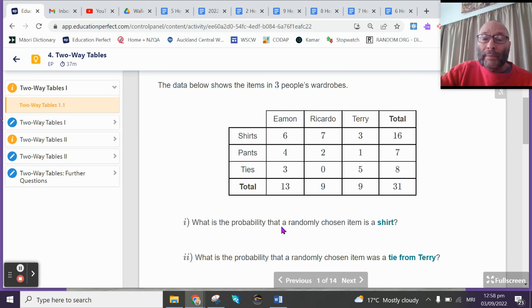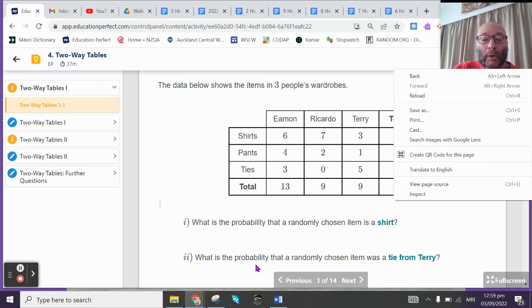And again, when we see randomly chosen item, that means that the bottom part of the fraction, in other words, the denominator of the probability, will be the total number of items, okay? So randomly chosen item is a shirt. Well, how many shirts are there? 16 out of 31. So that would be the probability a randomly chosen item is a shirt.